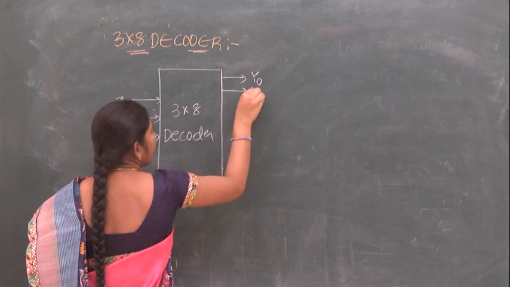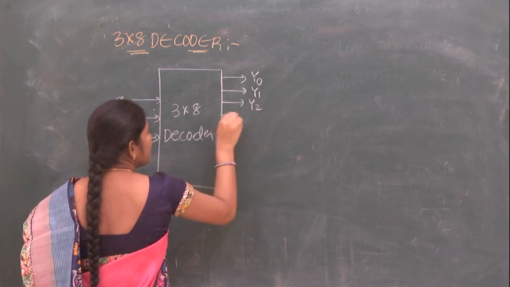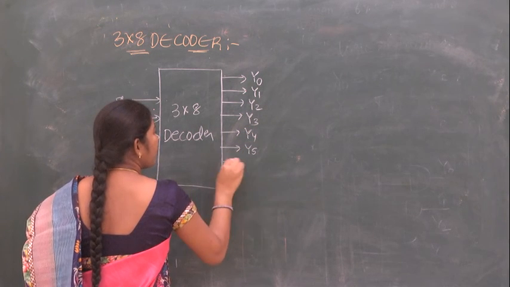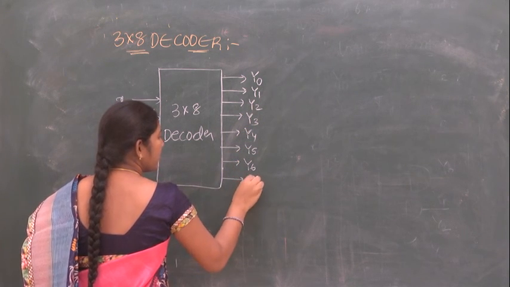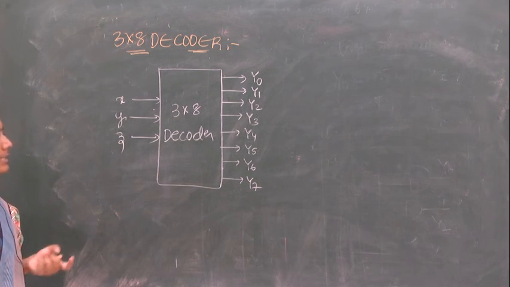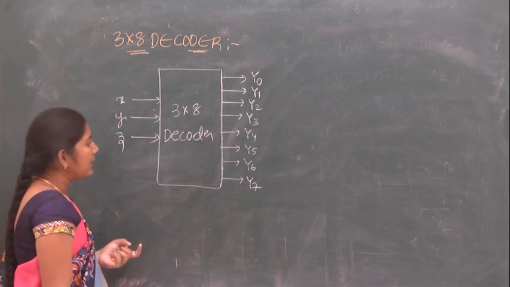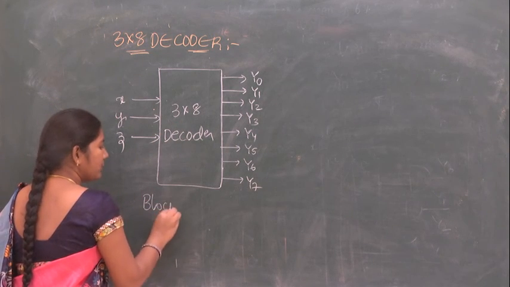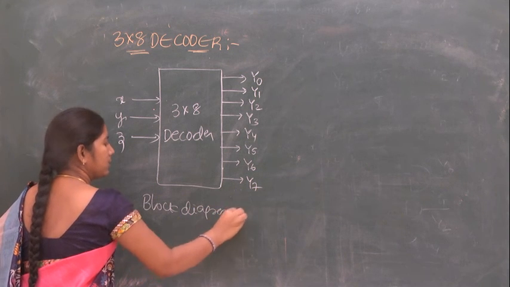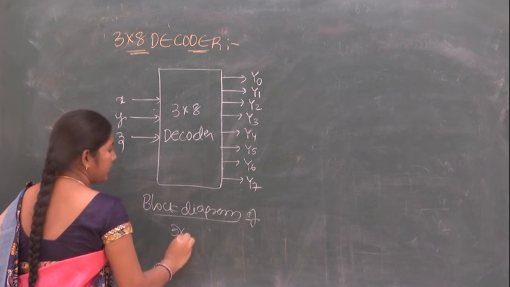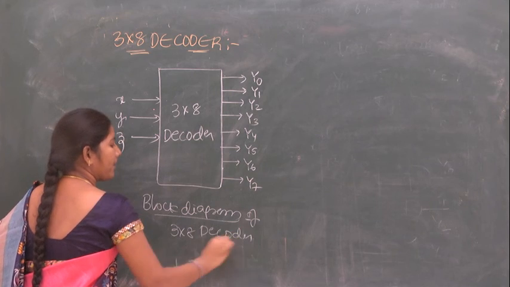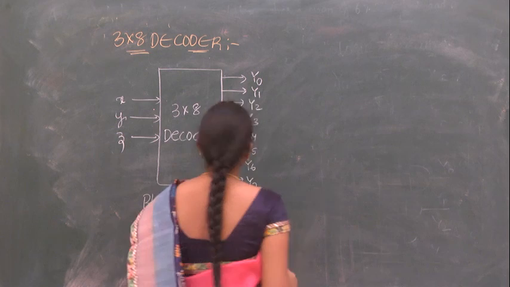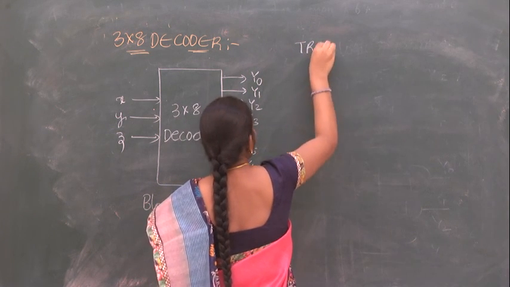So Y0, Y1, Y2, Y3, Y4, Y5, Y6 and Y7. These are the 8 output lines. Now the thing is, we need to find the logic diagram for this block diagram of the 3x8 decoder. So to get the logic diagram, first we need to develop the truth table for this.